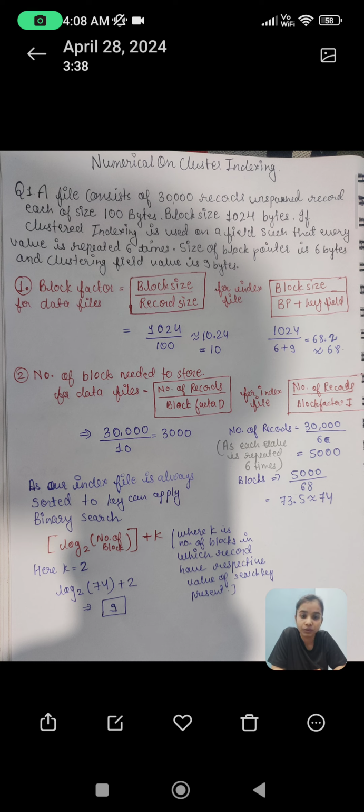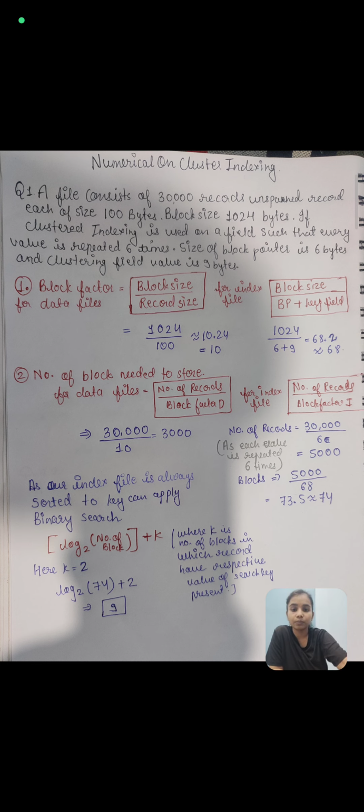So first we will calculate the block factor. The formula for block factor is block size upon record size for data files, and for the index file the formula is block size upon block pointer plus key field value. First we will calculate the block factor for data files. Here block size is 1024 and record size is 100, so we divide it. The answer is 10.24, but here we take the lower bound, so we take it as 10.